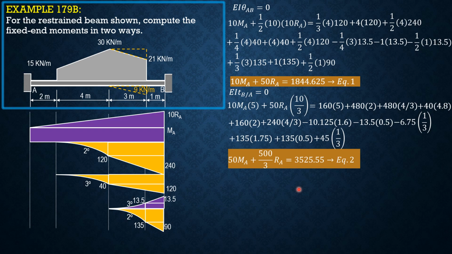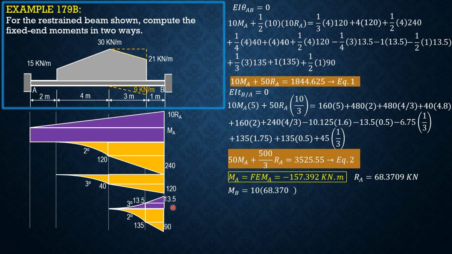RA is equal to 68.3709 kilonewtons. Therefore, the moment at B, or fixed moment at B, is 10 RA, 10 times 68.3709 plus MA, which is negative 157.392, minus 120, minus 140, minus 240, minus 40, minus 120, plus 13.5 plus another 13.5 minus 135 minus 90. So MB or fixed moment at B equals negative 191.683 kilonewton meter.